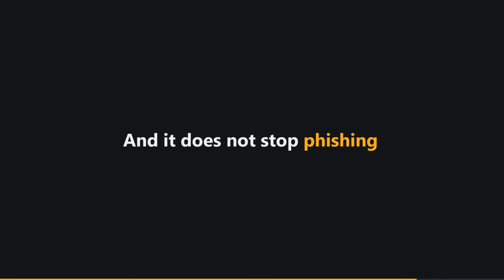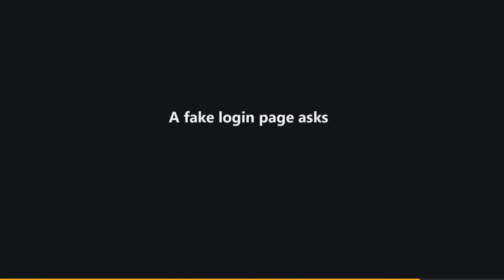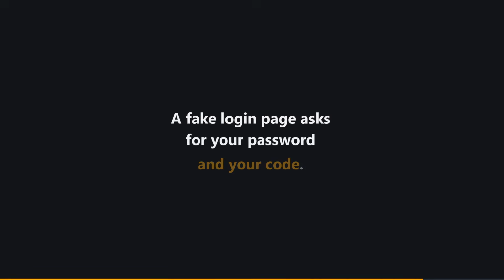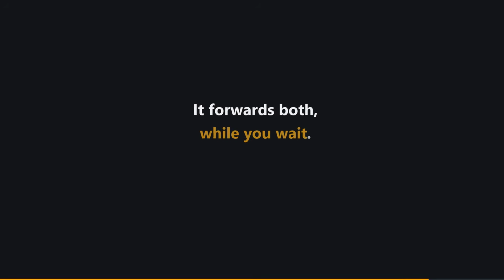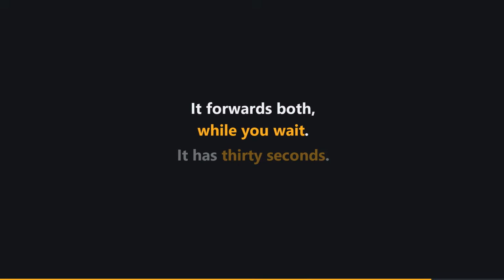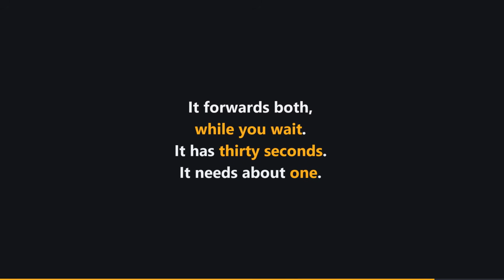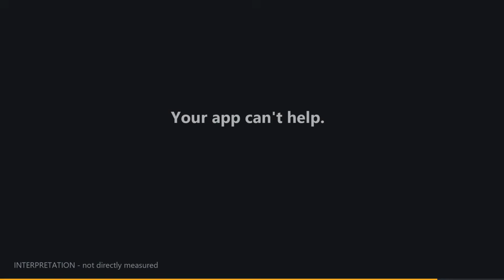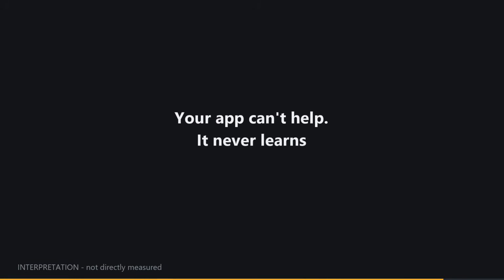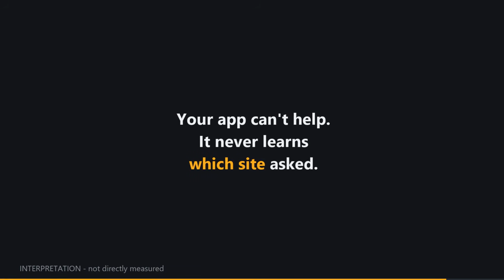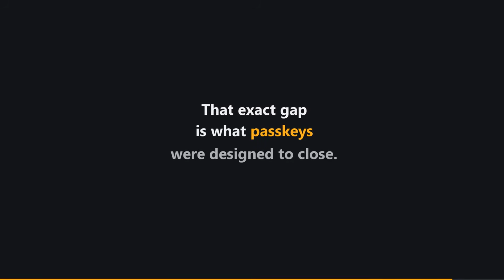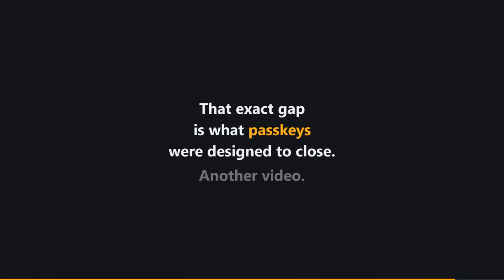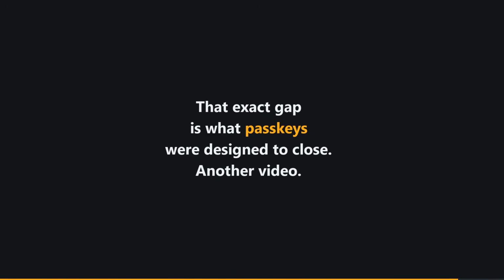Which brings me to the limit worth knowing. A convincing fake login page asks for your password. Then it asks for your 6 digits, exactly as the real one would. It passes both straight to the real site while you are still looking at the loading spinner. It has 30 seconds to use that code. It needs about 1. Your Authenticator app cannot help with this, and the reason isn't everything we just built. It never learns which website the code is for. It only knows a secret and a clock. That specific gap is what passkeys were built to close, by tying the answer to the website asking the question. That is a whole video of its own.